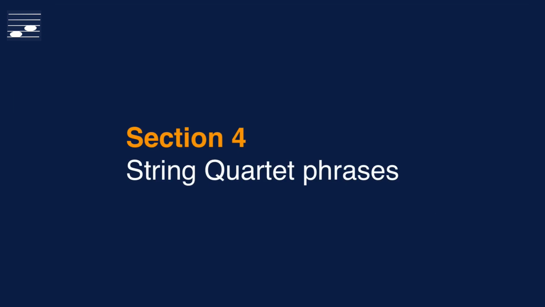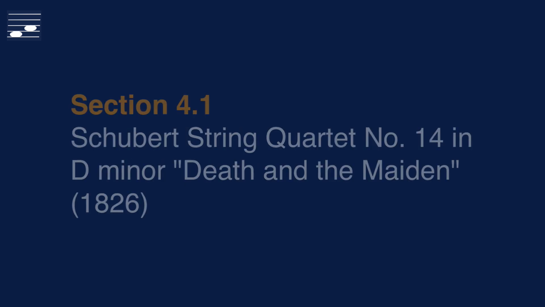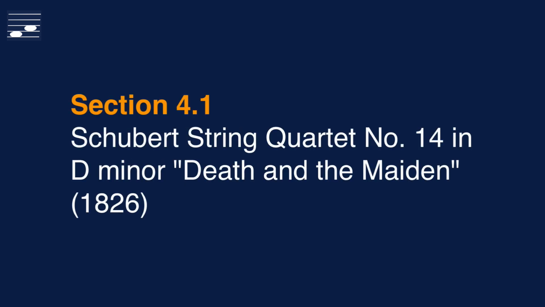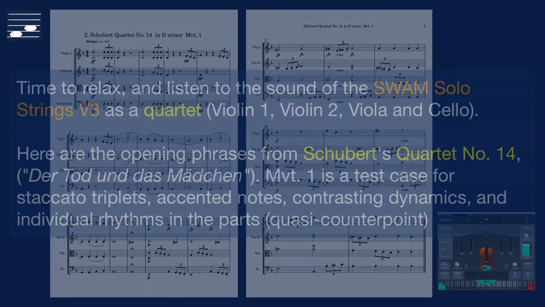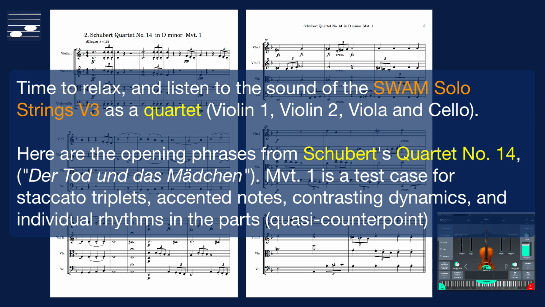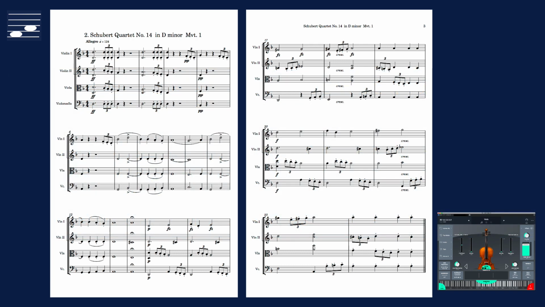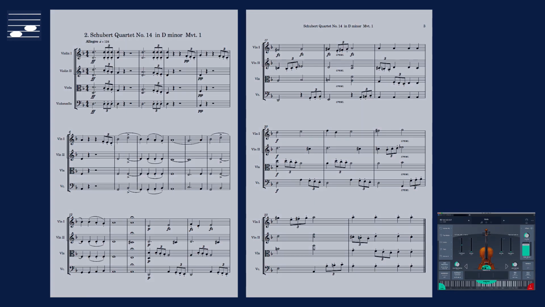It's time to relax and listen to a few short string quartet examples, combining 2 violins, viola and cello, all from the new version 3 release. We start with the opening phrases from 2 movements from the well-known Schubert string quartet Der Tod und das Mädchen. The opening movement is a test case for staccato triplets, accented notes, contrasting dynamics and quasi-imitation in more or less independent parts. There is no EQing and you're hearing the out-of-the-box timbre.